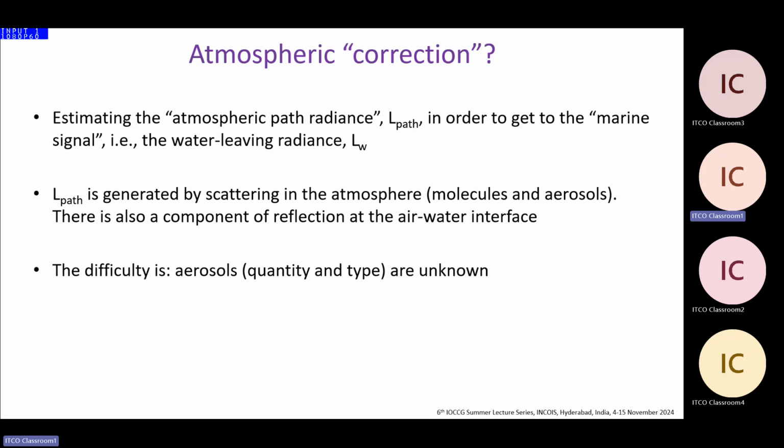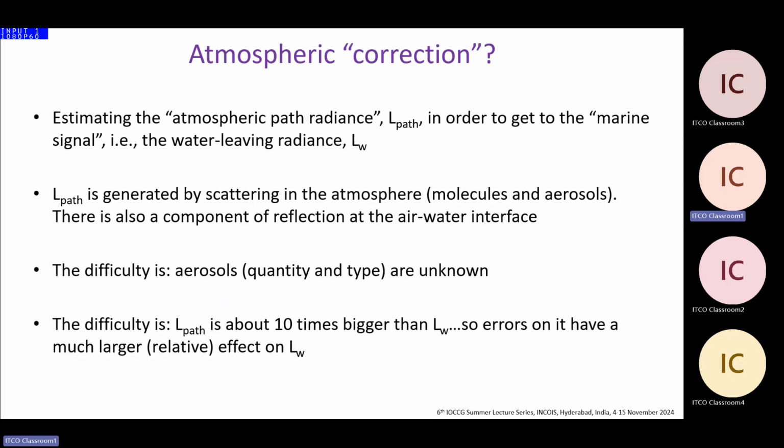The difficulty is that we don't know a priori when we process an image how much aerosols we have in the atmosphere and what sort of aerosol they are. And we don't have so far any way to have an independent information about this that we could use in the processing. We have to derive this from the signal itself. And the difficulty again is because this path radiance is about 10 times larger than LW. So any error on it will have, of course, a much larger relative effect on LW.